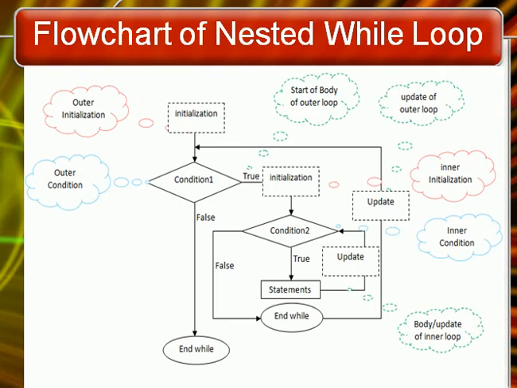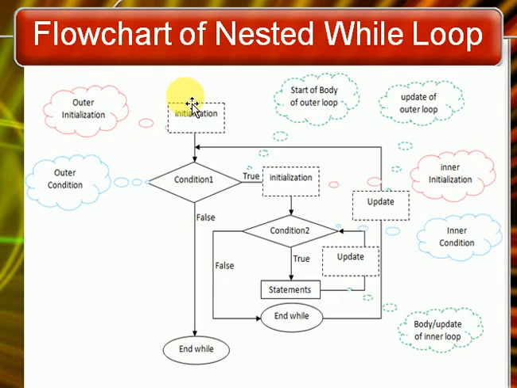Flowchart of nested while loop. This flowchart basically highlights parts of the outer while loop and parts of the inner while loop. Remember that normally we use 4 parts in loops, that is initialization, test condition, body of the loop and update part, also known as increment or decrement part of the loop.